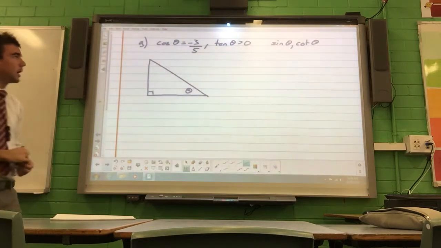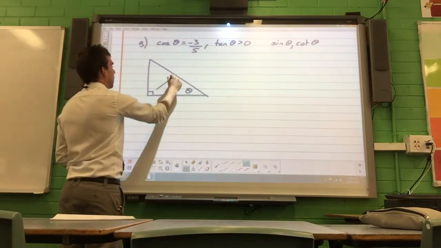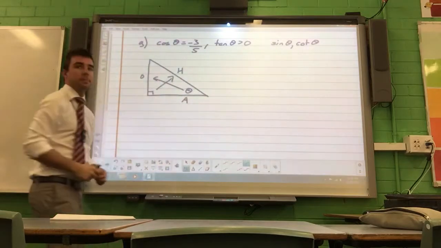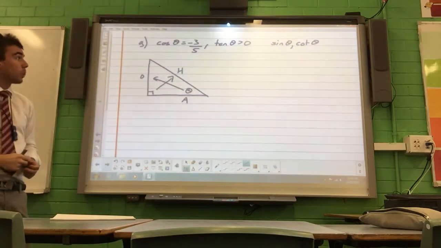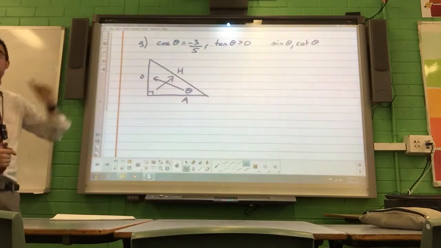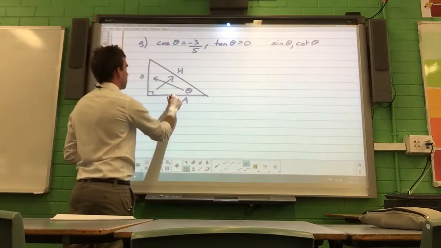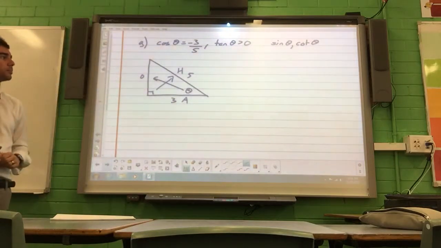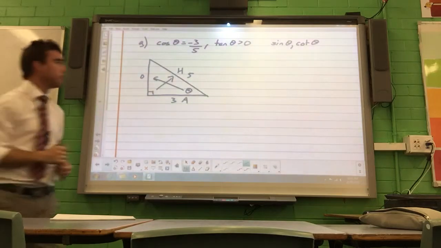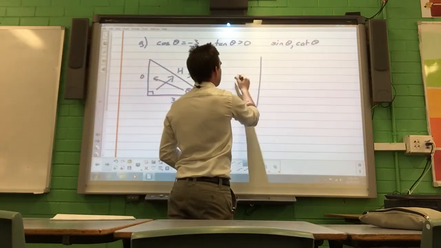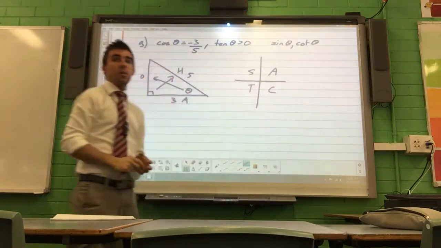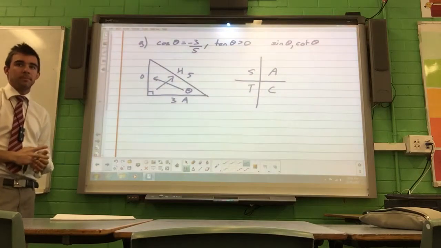Now cos of theta. We've got the hypotenuse, the opposite and the adjacent. Cos of theta is equal to 3 over 5. I'm just ignoring the negative sign for a moment. So 3 and 5 on the adjacent and the hypotenuse. Tan of theta is greater than 0. So now what we need to do is draw the quadrants and where the ratios are positive.